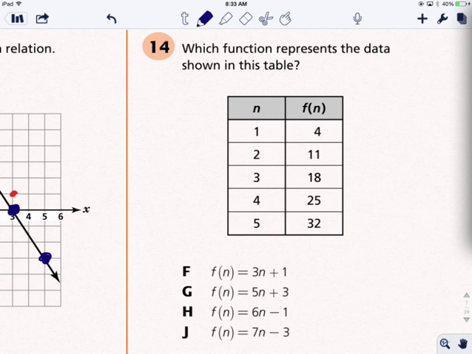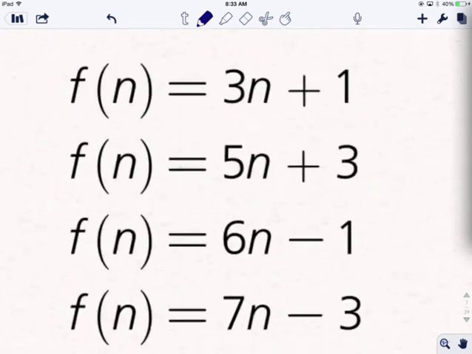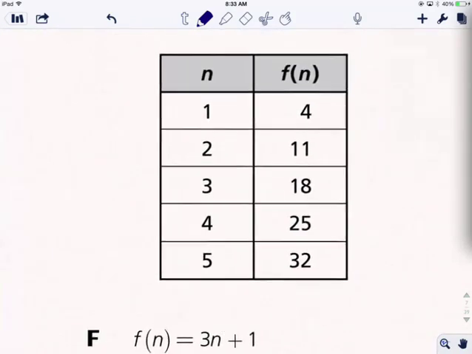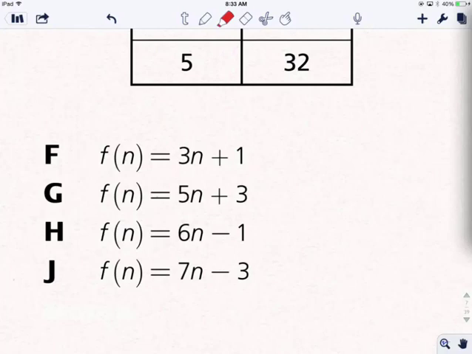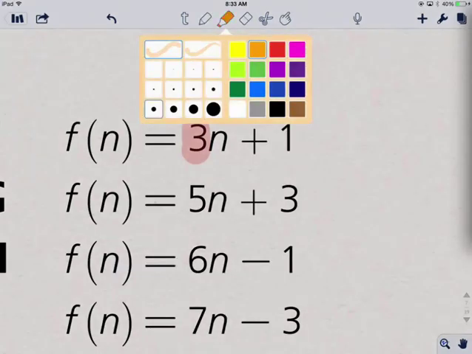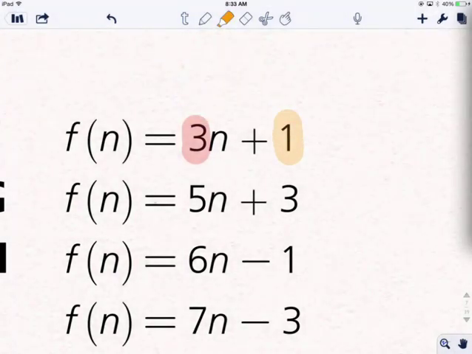In number 14 now, I hope that you've locked in your answer choice, because we're going to look at it together now. We want to write a linear function that represents this table of values here. Now remember how we find the two parts of a linear function. How do we find the slope, and then how do we find the y-intercept?